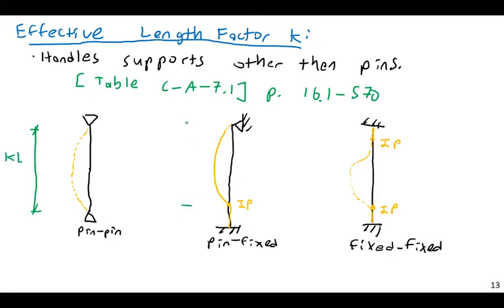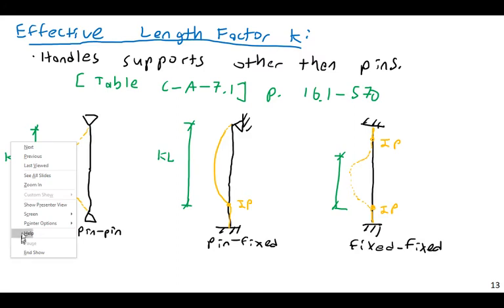Here, though, we would need a reduced column length because it's really not going to undergo buckling over the entire thing. So this KL is more like just this, and this KL is just more like, well, just this length. And we have sort of two different values. We have values from theory, and then we'll have the values that the AISC manual wants you to use.